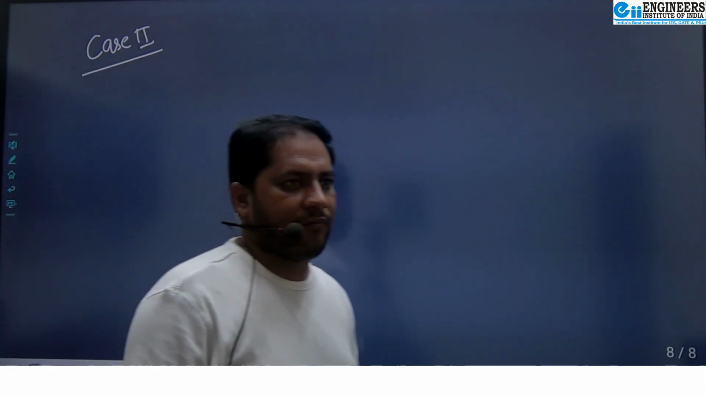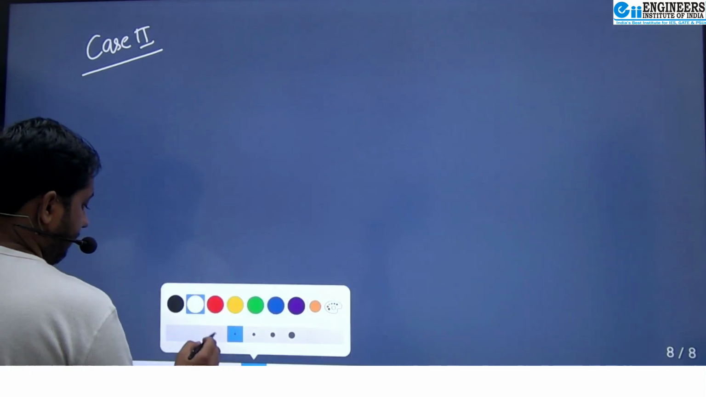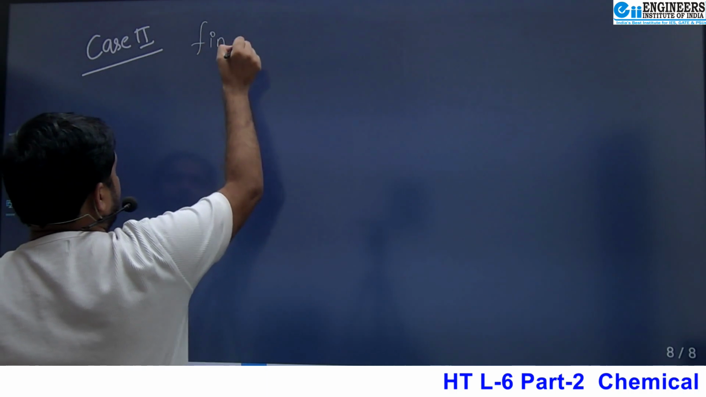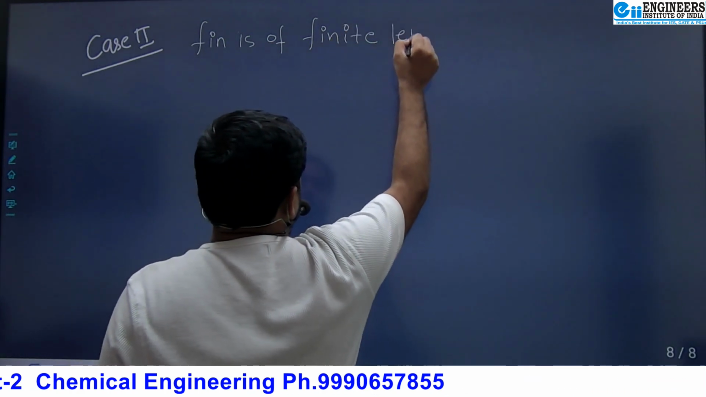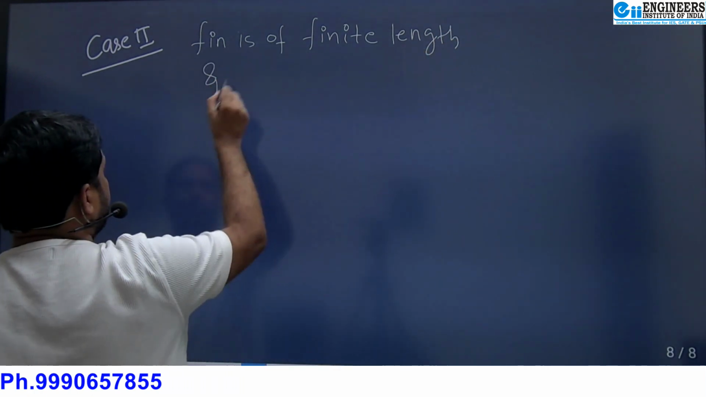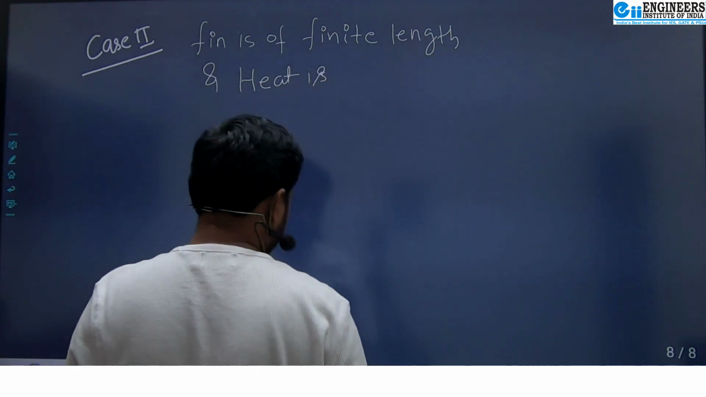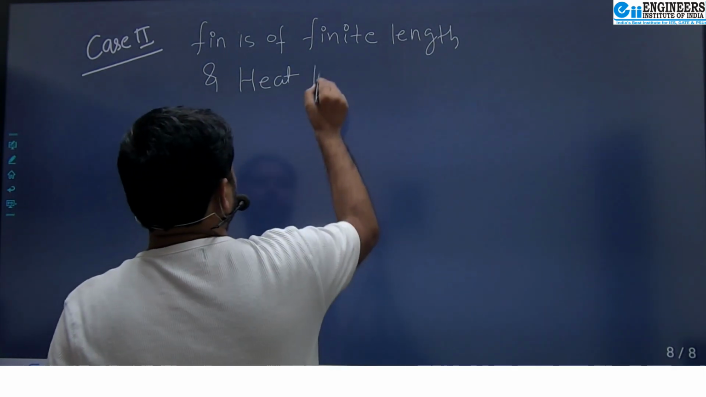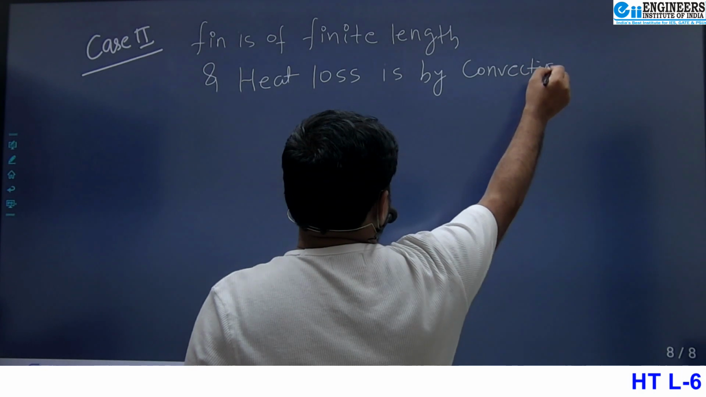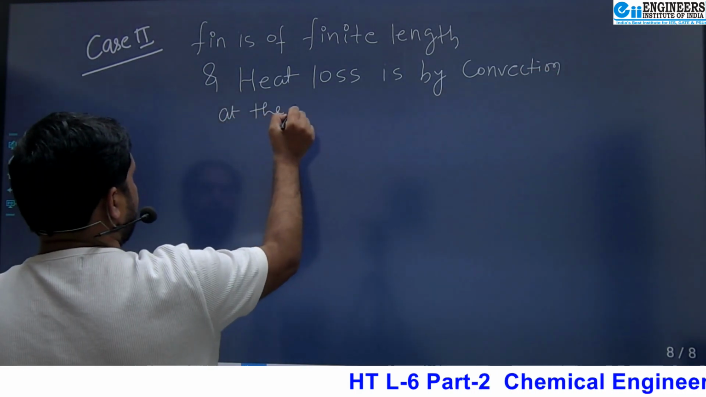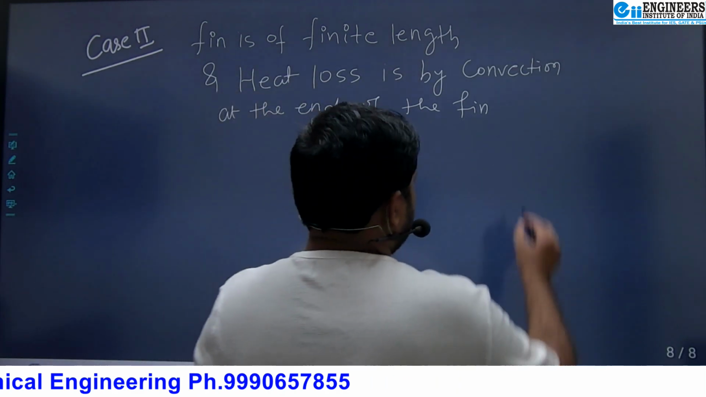remember the statement of case 2. For case 2, the fin is of finite length, and heat loss is by convection at the end of the fin. So what it is saying is like this.